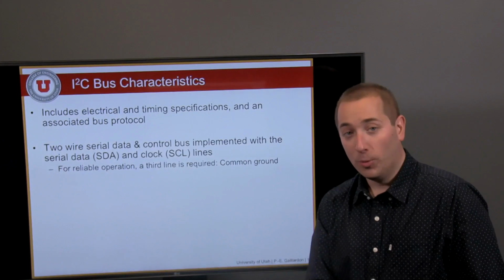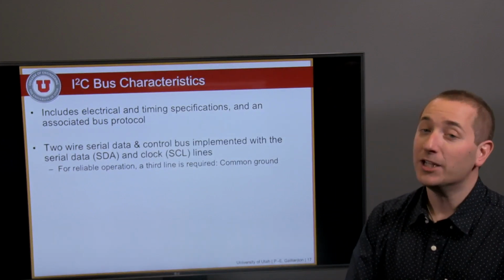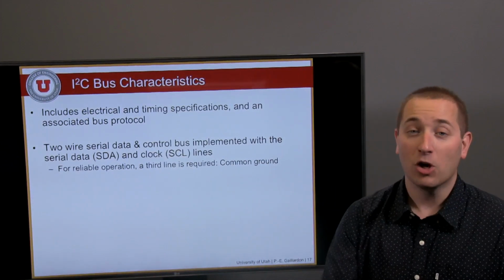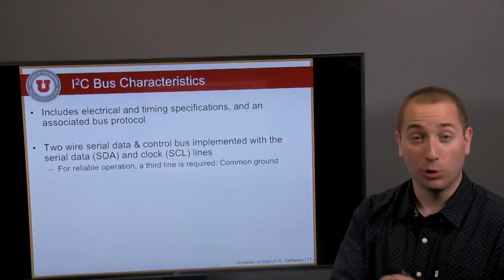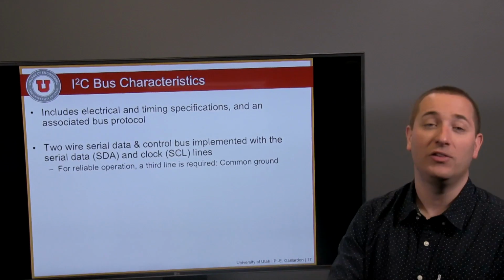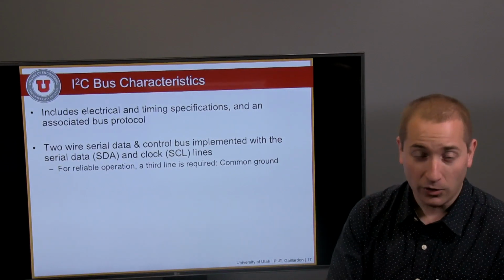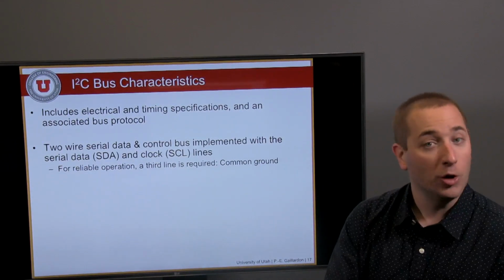However, for reliable operation, one should not forget that you need a third line. It is a common ground. In fact, what matters is the potential difference between ground and SDA and ground and SCL. Without a common ground, your I2C protocol will not be reliable.